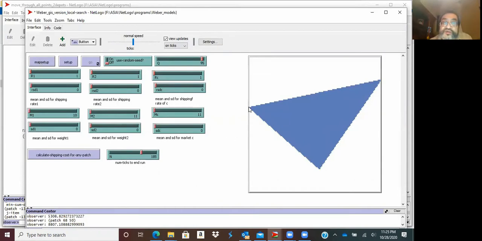So we have 3 points. This one point has one material. This point has another material. This is the market. Where within the triangle should the company be located?